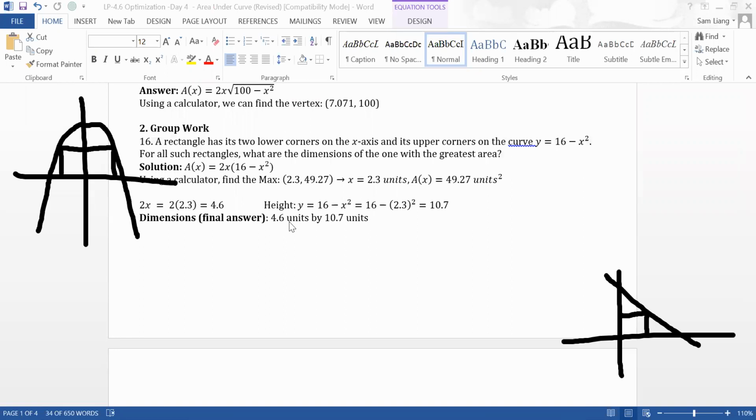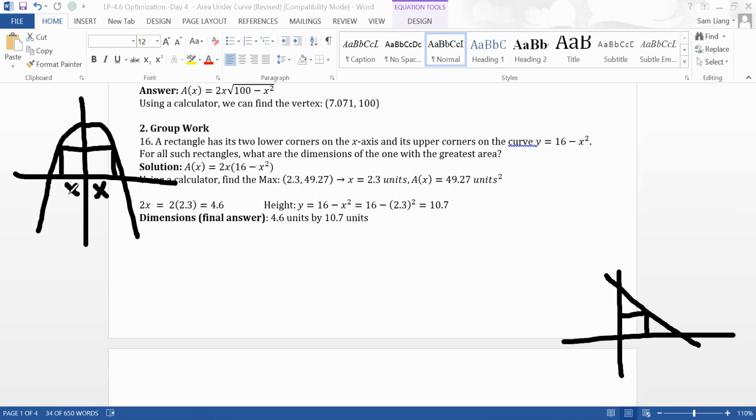All right, thank you for that. Here I drew a diagram. Here's this parabola, 16 minus x squared. The rectangle has two lower corners on the x-axis and upper corners on the curve. We're trying to find, for all such rectangles, for example like this one, the dimensions of the one with the greatest area. This is really similar to the do now, but a little simpler because we don't have to find the equation for the semicircle.